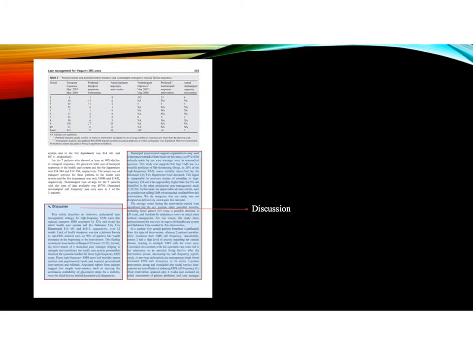The final portion of the written part of the article itself is going to be the discussion portion. That's where the researchers, scientists, and writers of the article are going to evaluate and interpret their results. So rather than just giving you the data, they're going to give you the data they found and say, so what? Here's why this data matters.